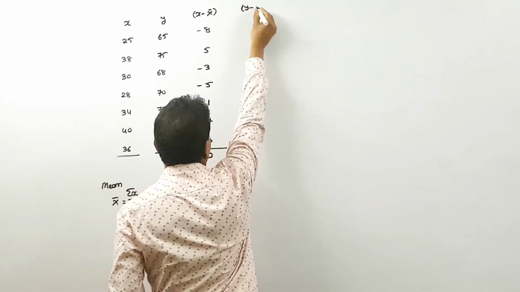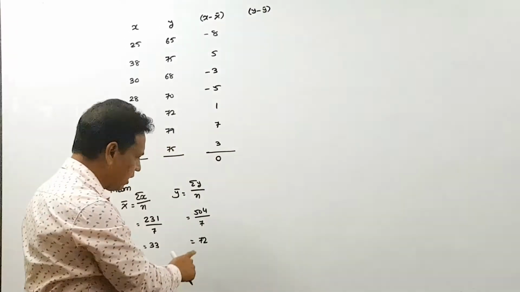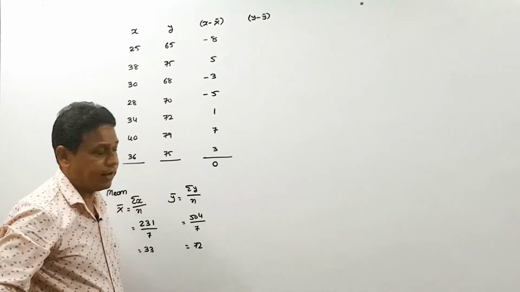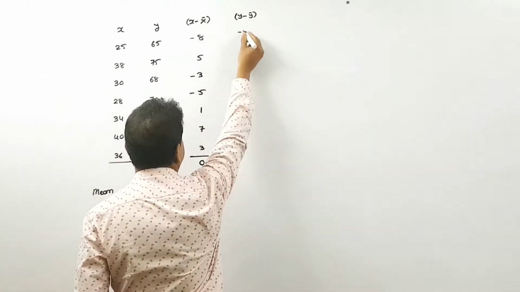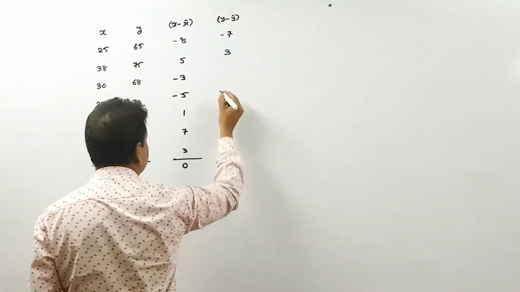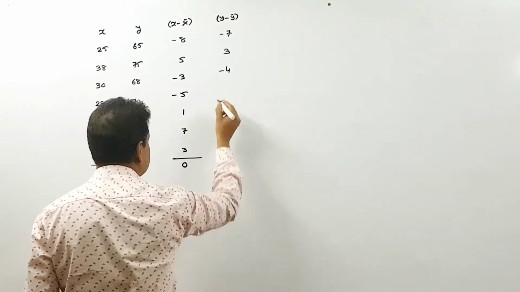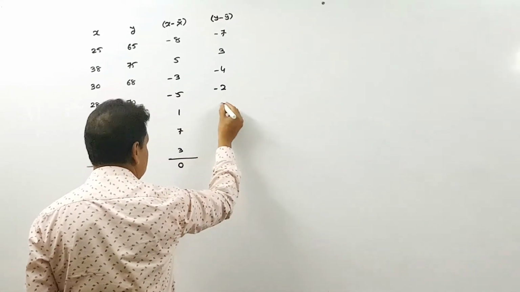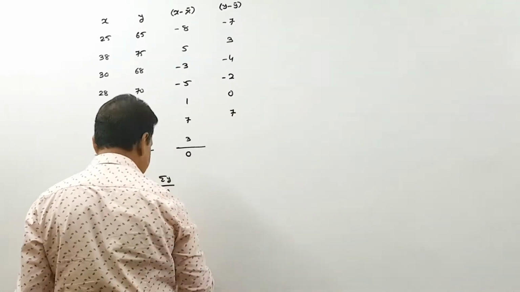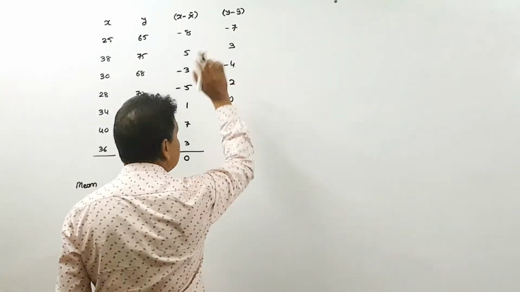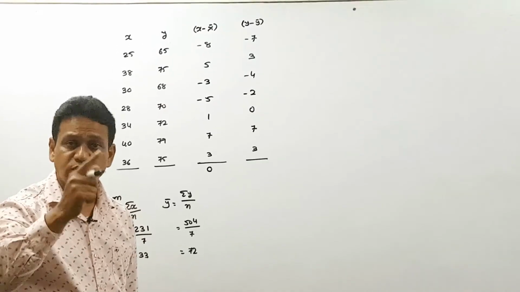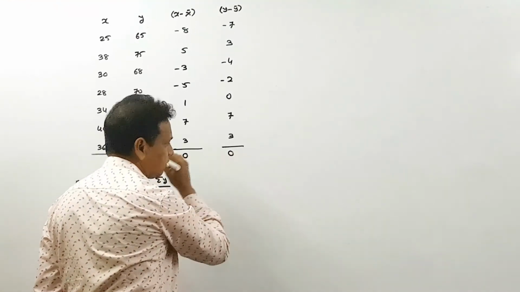So now I would like to make the next column, y minus y bar. My y bar is 72, so subtract this amount from each amount of y. 65 minus 72 is minus 7. 75 minus 72 is 3. 68 minus 72 is minus 4. 70 minus 72 is minus 2. 72 minus 72 is 0. 79 minus 72 is 7. And 75 minus 72 is 3. And again the same thing: whenever we subtract the mean from the variable, the sum comes out 0, so it is 0.